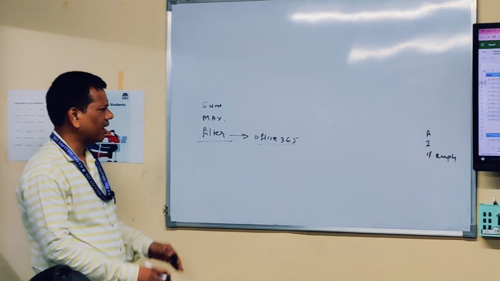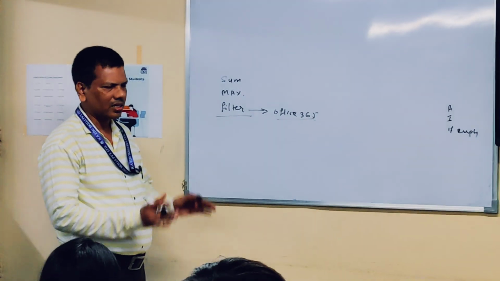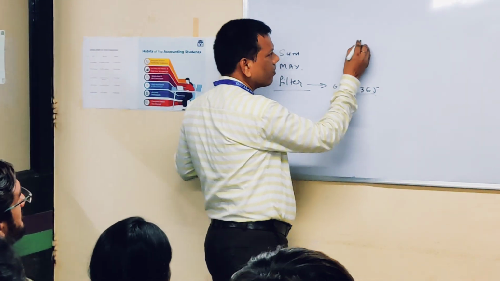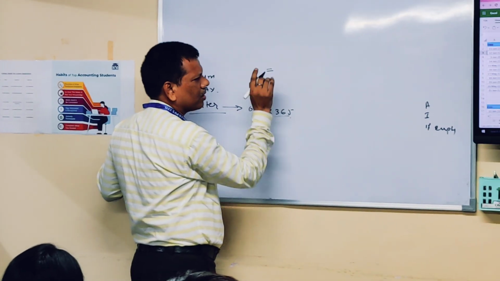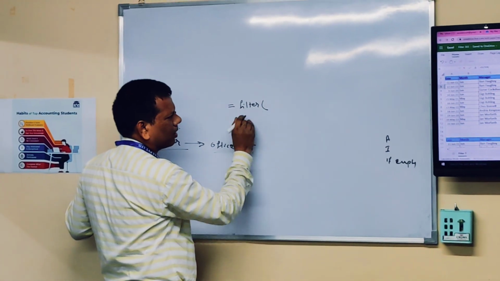Okay. Let us understand the format or the syntax of the filter. I repeat, let us understand the format or syntax of a filter. So filter starts just like a normal command. How do you write the sum? Same pattern we have to write. Filter, then open the bracket.